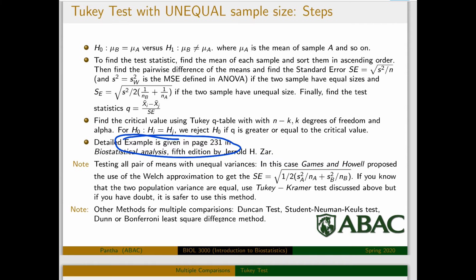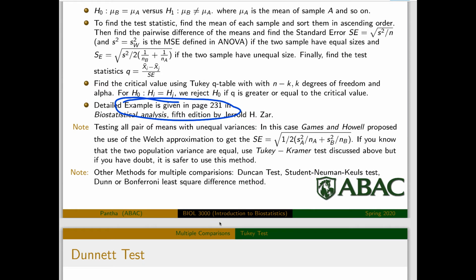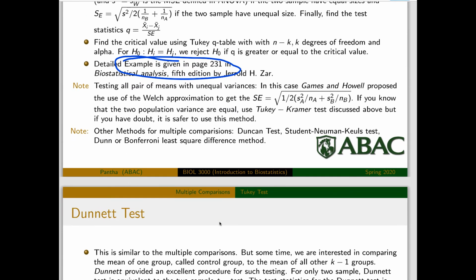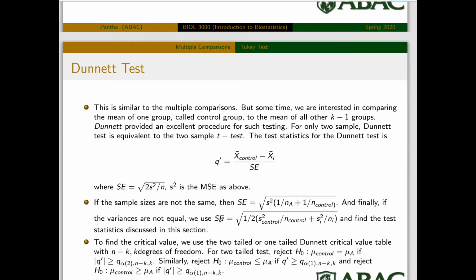Okay, other methods for multiple comparison are the Duncan test, the Student-Newman-Keuls test, Bonferroni, the least square difference method, and so many others. So this is the Dunnett test. This is similar to the multiple comparisons, but sometimes we are interested in comparing the mean of one group, called the control group, to the means of all other k minus 1 groups. Dunnett provides an excellent procedure for such testing, okay, for only one.